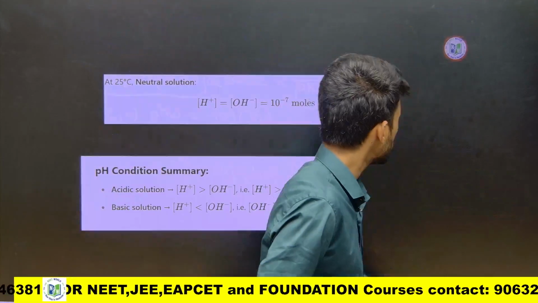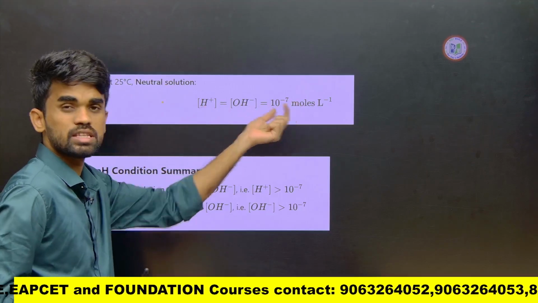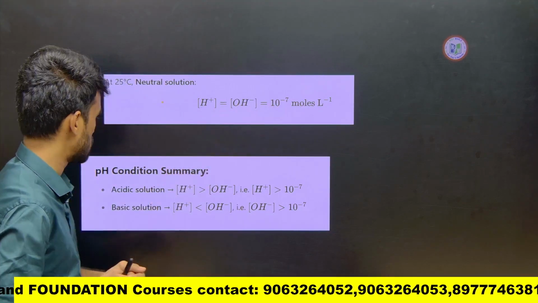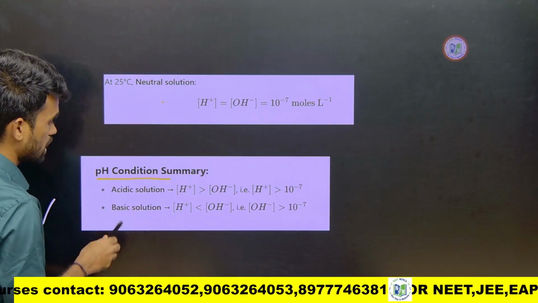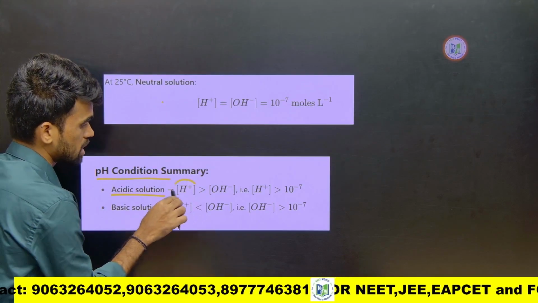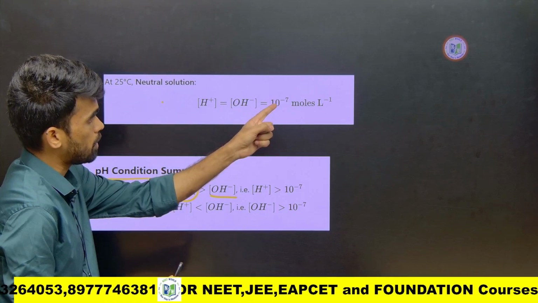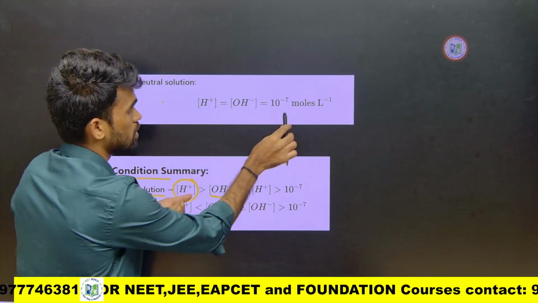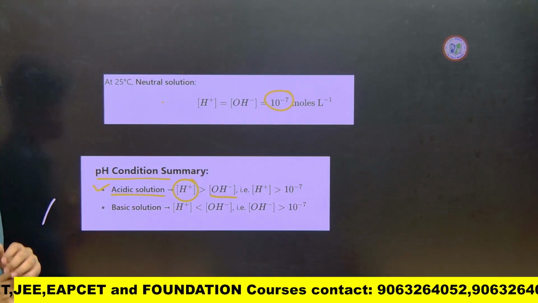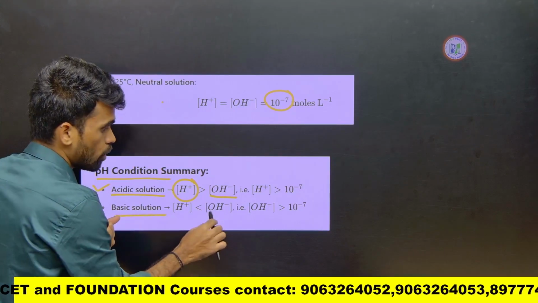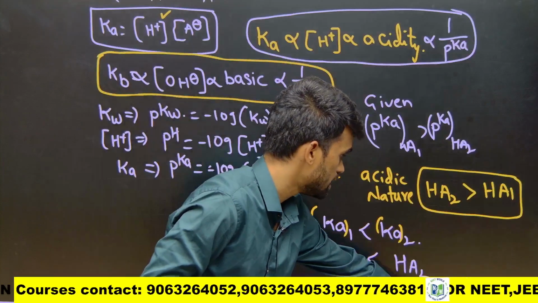Now look at this, what I told you: a 25 degree solution, a neutral solution, has this much concentration of H plus and OH minus. So what is the pH condition summary we can get? For an acid solution, the concentration of H plus will be greater than the concentration of OH minus. So the H plus ion concentration will definitely be greater than 10 power minus 7, then that solution is considered acidic. Similarly, for basic, the OH minus ion concentration will be greater than 10 power minus 7. Hope everything is clear.